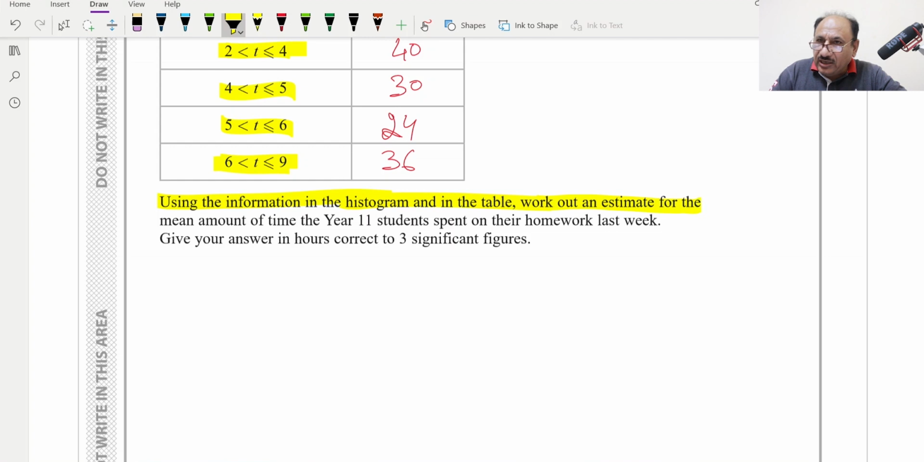Then next task is using the information in the histogram and in the table, work out an estimate for the mean amount of the time the year 11 students spent on their homework last week. Give your answer in hours correct to three significant figures. So we will be writing this one.